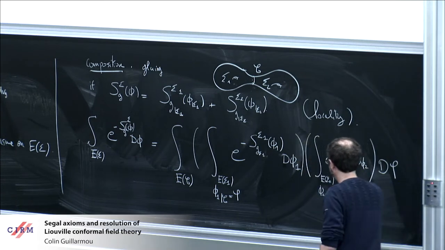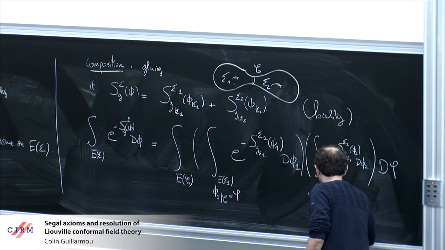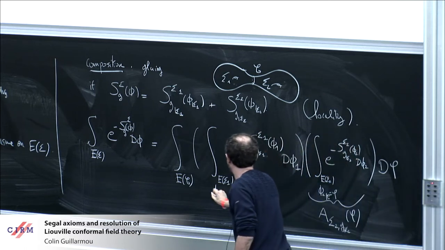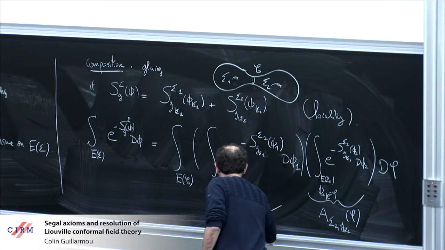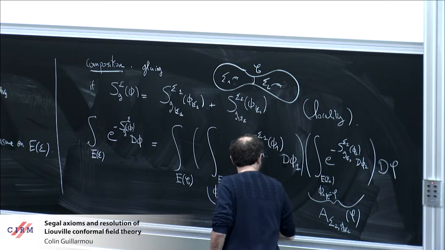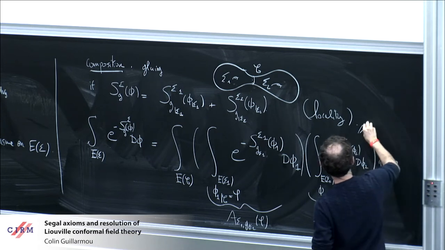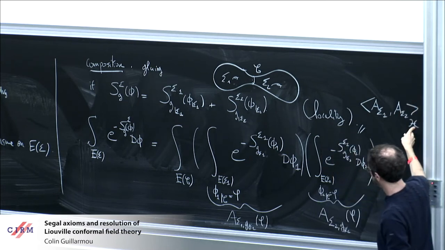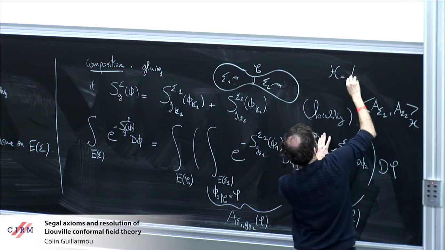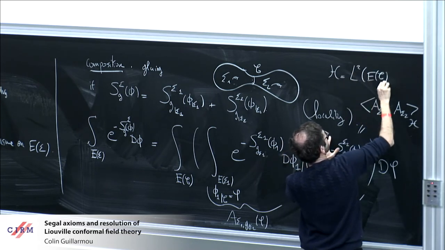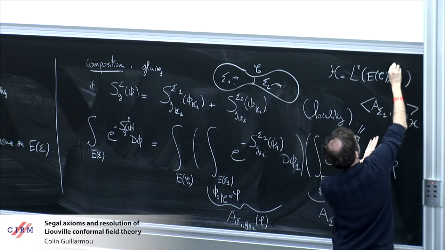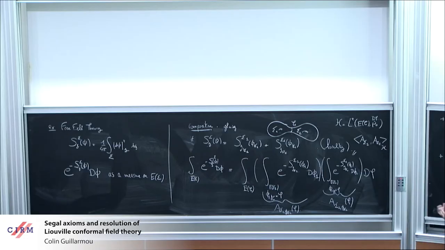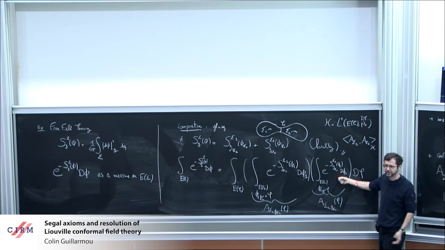Okay, so this is a function of phi. And this is nothing more than the amplitude of sigma 2, g restricted to sigma 2, of phi. And here is the amplitude of sigma 1, g restricted to sigma 1, of phi. So you see that what you get is a scalar product in the Hilbert space H, where you view H as the space of fields on the curve with respect to mu zero, which should be d phi, this formal measure. Okay, so this is where this functorial property comes from. It comes just from disintegration of the measure.